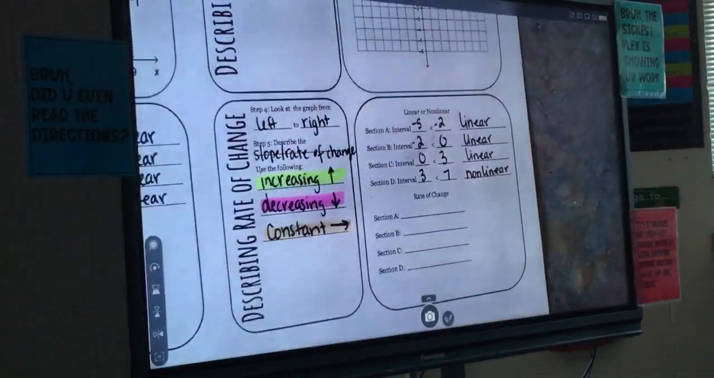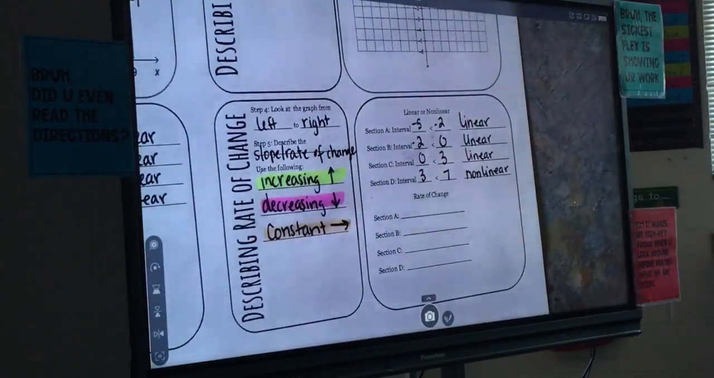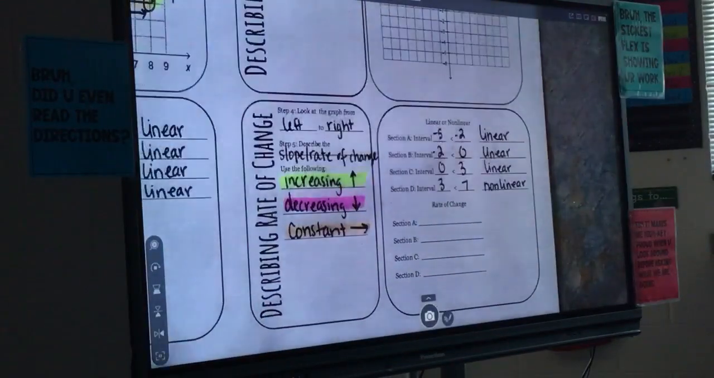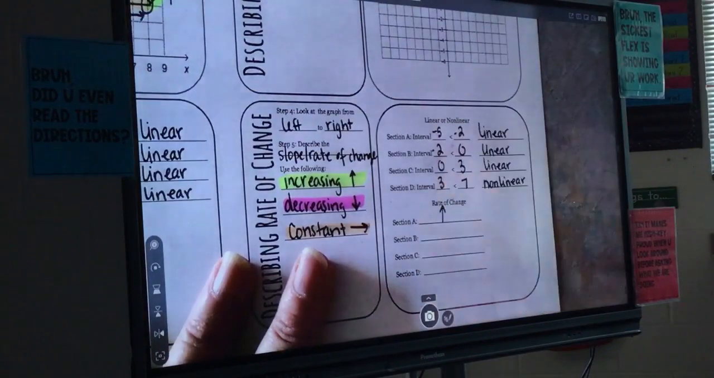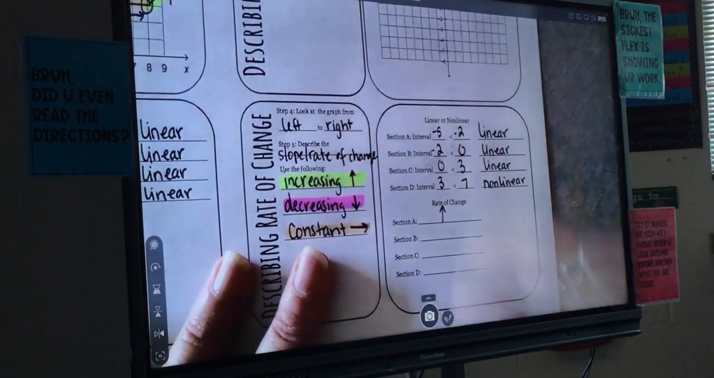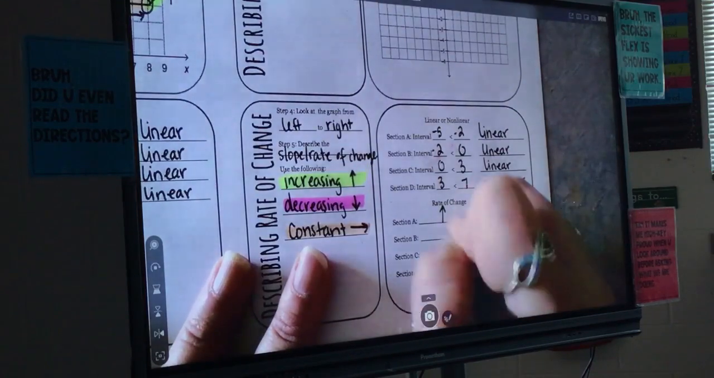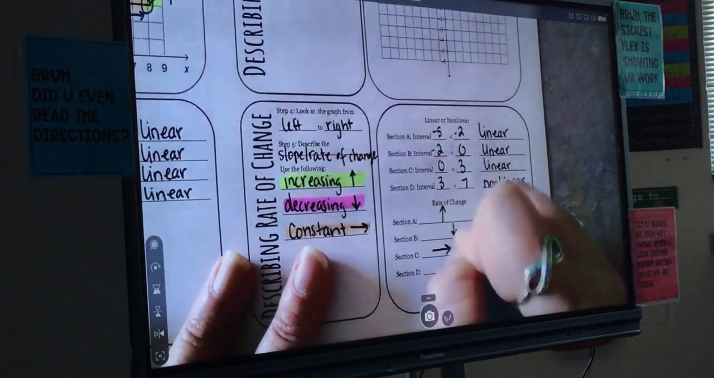All right. And then section A, B, C, and D. Ryan. Section A is increasing. Okay. Section B is decreasing. Okay. C is constant. Okay. Section D is increasing. Perfect. All right.